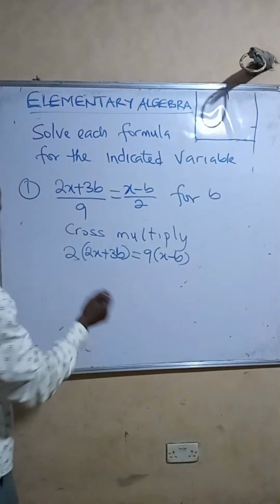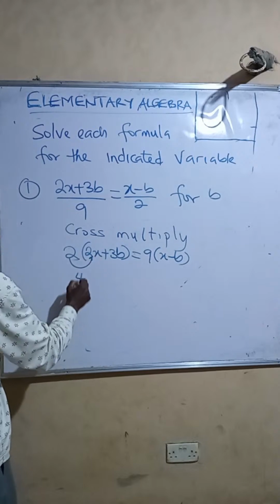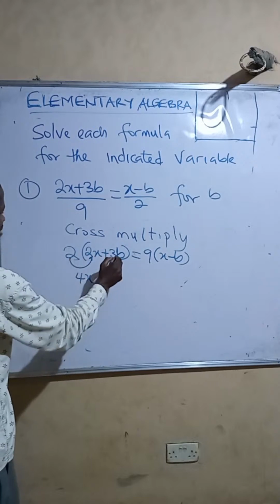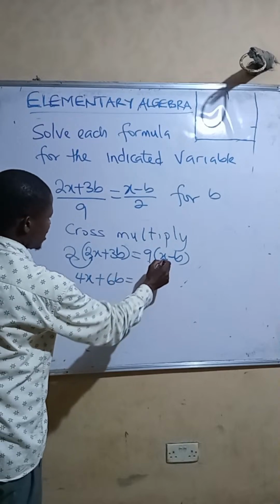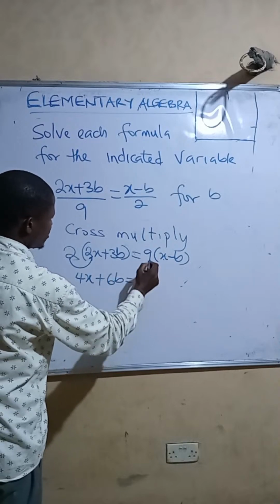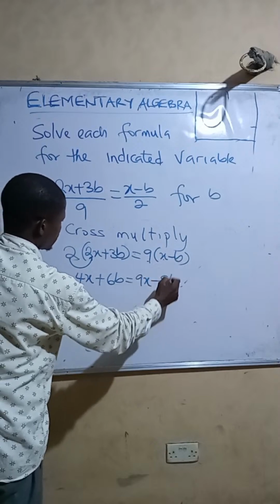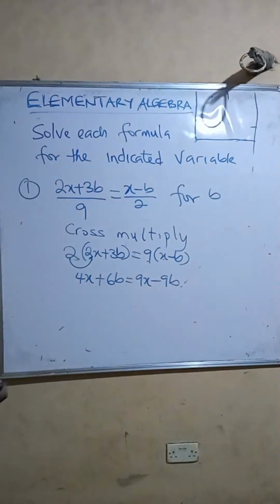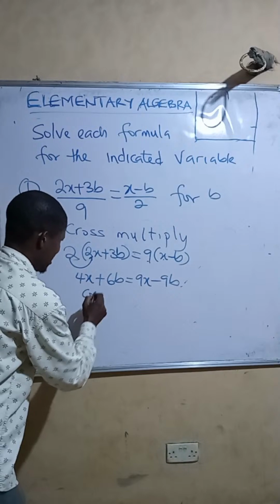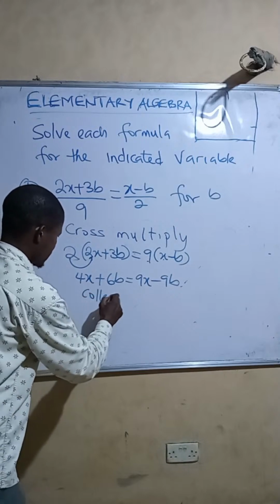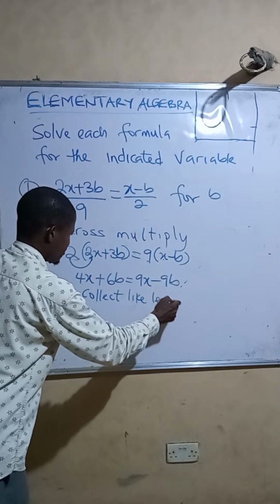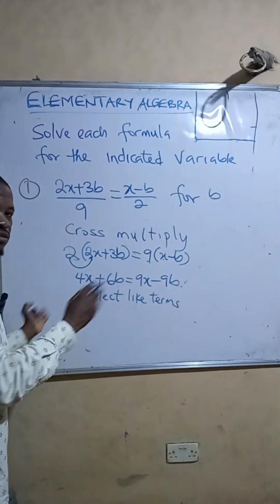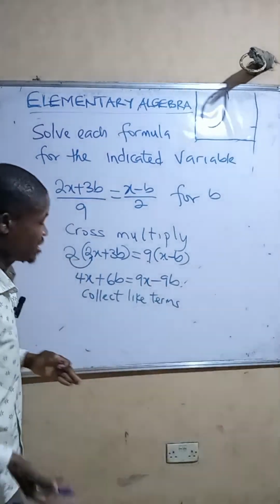Then open the brackets. This one times this one, that's a 4x. 2 times 3b, that's a 6b, equal to 9 times x, that's 9x. 9 times minus b, that's minus 9b. Okay, then you can now collect the like terms. Bring x together. Bring the b together.